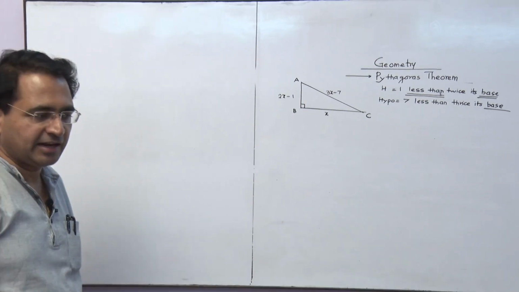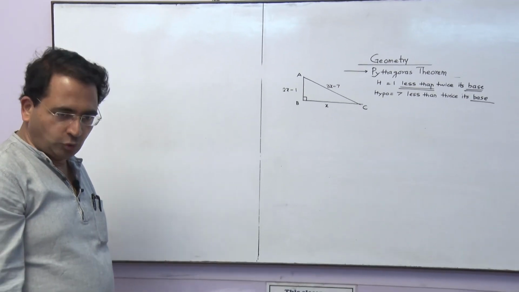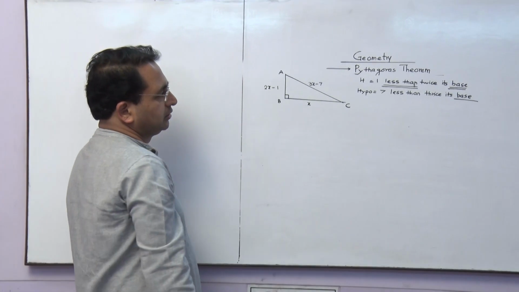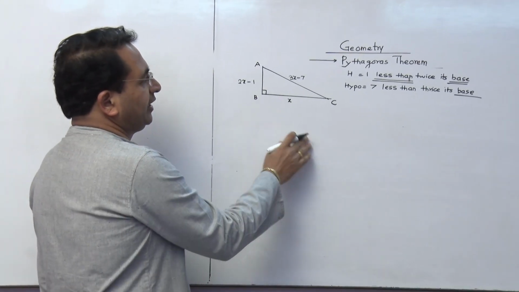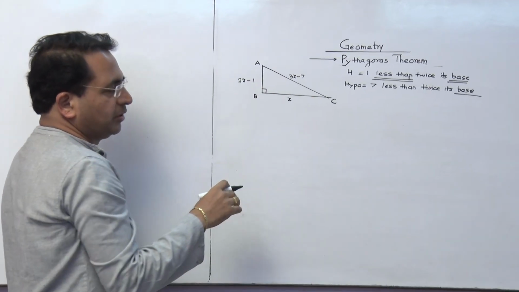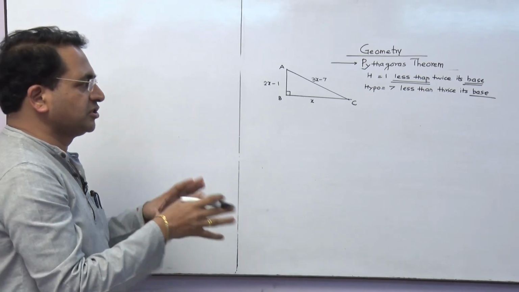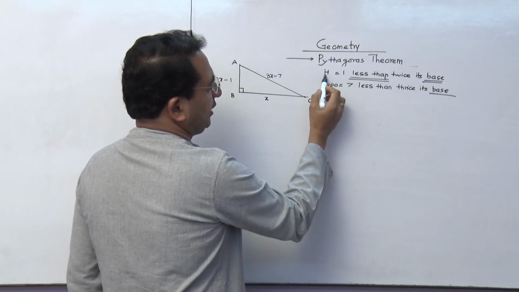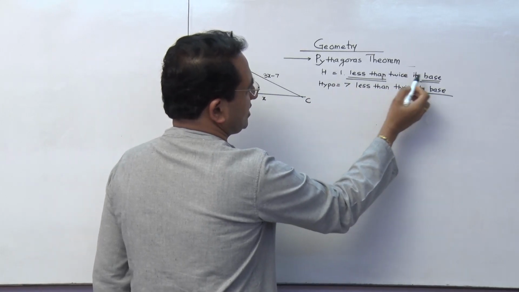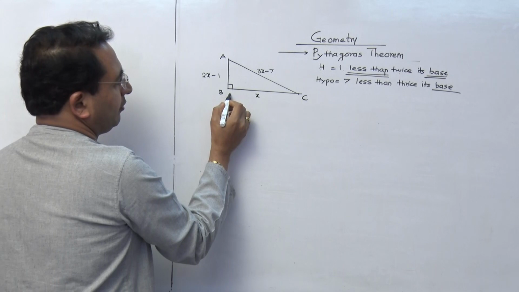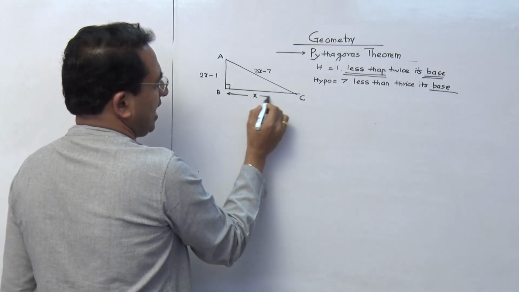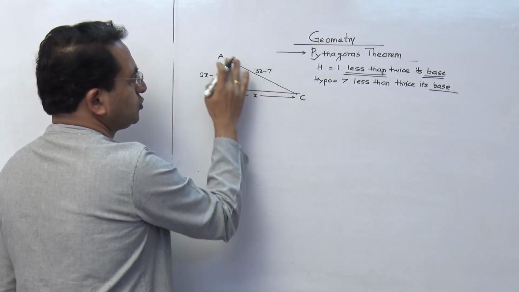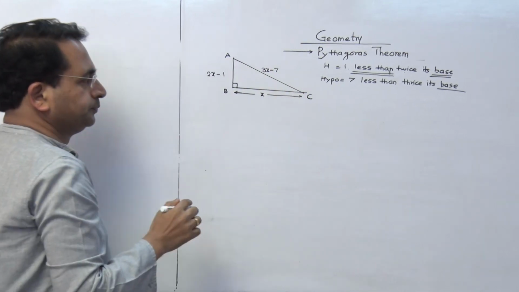After that, the calculation you can easily manage to do, because this is basically related with Pythagoras theorem, but then they have given certain assumptions. It is a comparison based question. The height is 1 less than twice its base, and that's why we have considered this base as x and then written the values of height and hypotenuse.